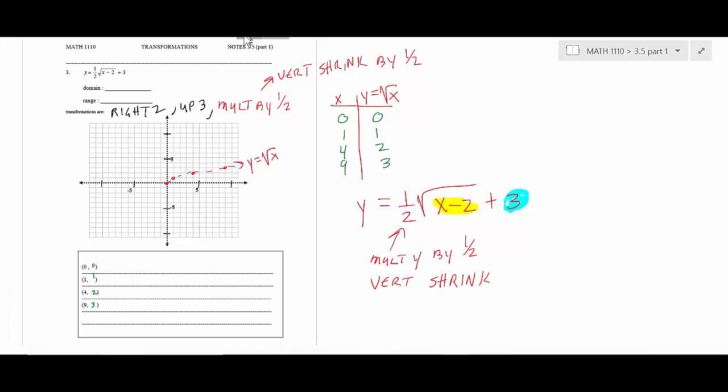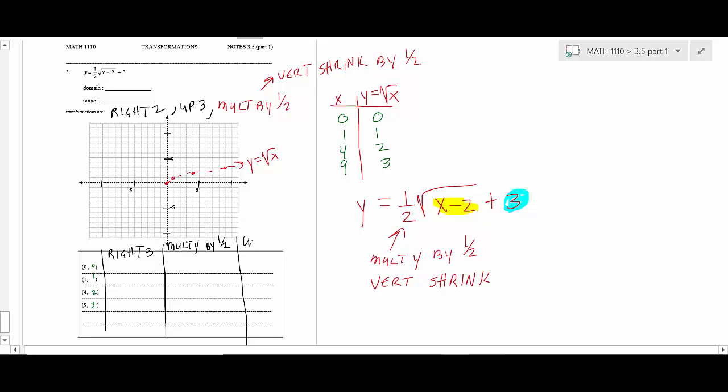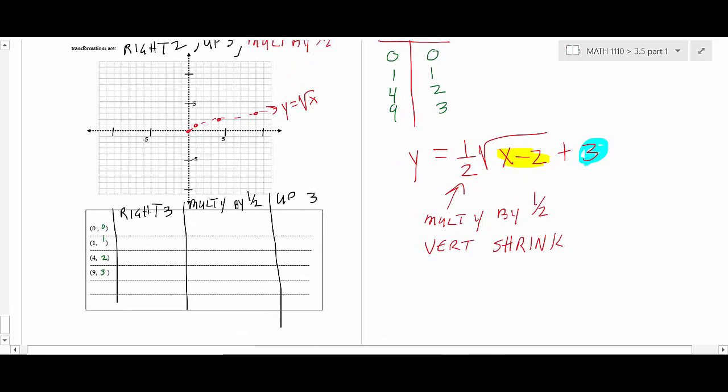So when we do our chart, we're going to do this like this. The very first thing we're going to do is take all these points to the right 2. Then we're going to multiply all of the y's by 1/2. That's going to shrink it. And then finally at the end, we're going to bring everything up 3. So do it in that order when you do your points. Okay? Oh, right 2. Thank you. We go up 3, but right 2. Thank you.